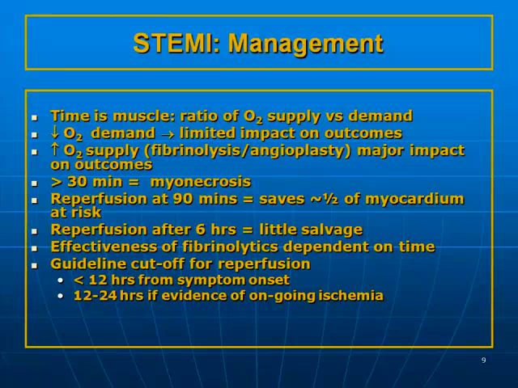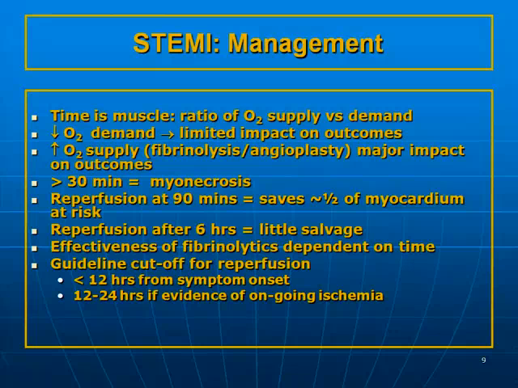More than 30 minutes of hypoxia to the heart leads to myonecrosis. We know that occurs. And at about 90 minutes, if you can reperfuse patients within that time period, you salvage about half of the myocardium that's at risk in patients. So, the earlier the better. At 90 minutes, you can stop the infarct about halfway through. At 6 hours, there's very little evidence that you salvage a lot of myocardium at that point.